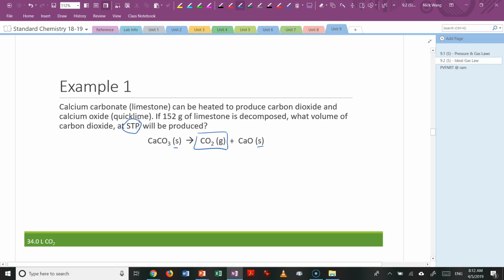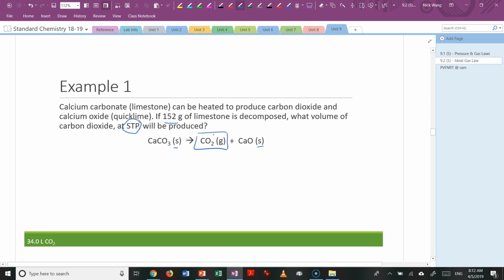If you don't have conditions at STP, you can't apply that molar volume of 22.4 liters per mole. Either way, let's go ahead and put this one together. We are given 152 grams of limestone, so we're given 152 grams of this substance right there. And then we're asked to figure out information about this substance over here.